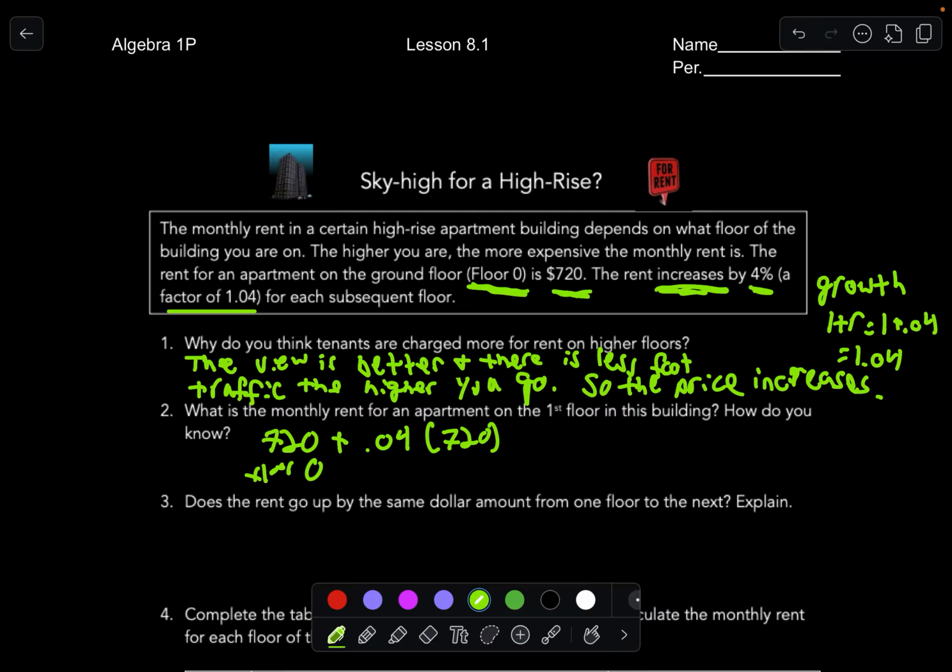So this works out to be 4% of 720, with my handy dandy calculator, 0.04 times 720 is $28.80. So this is floor 1, and that equals 720 plus $28.80, which equals $748.80.